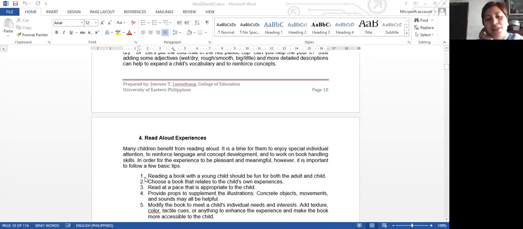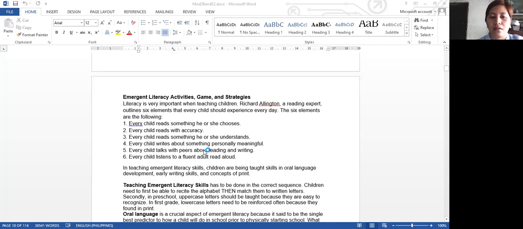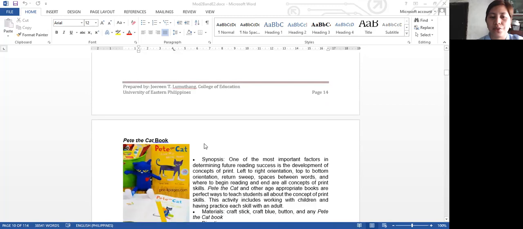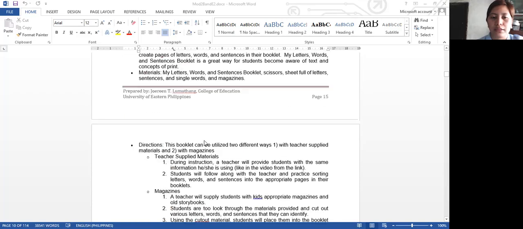Read aloud experiences. How significant is this? Reading aloud will boost their confidence that how they read it or how they explain something is correct. So these four are how we relate this to your major. I hope that you were able to read all this.